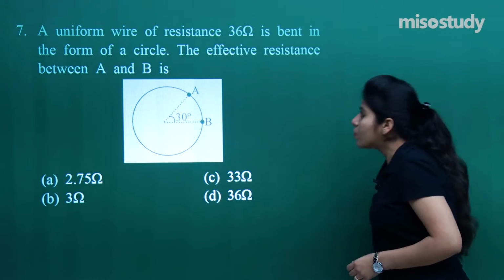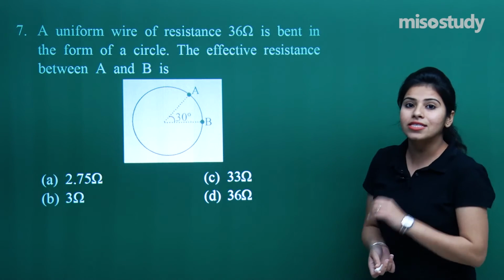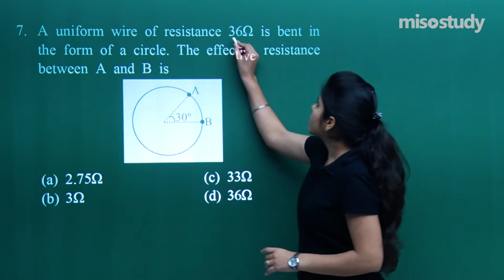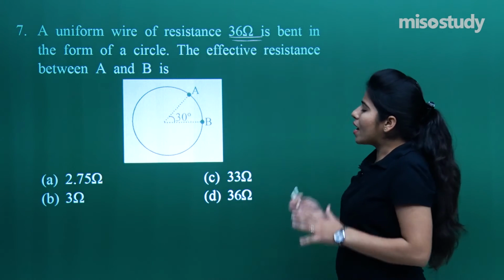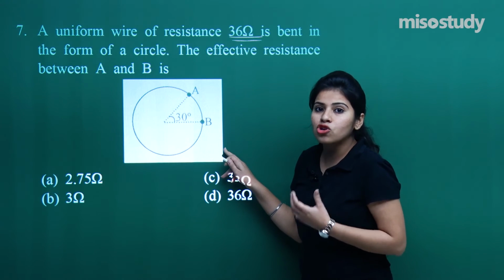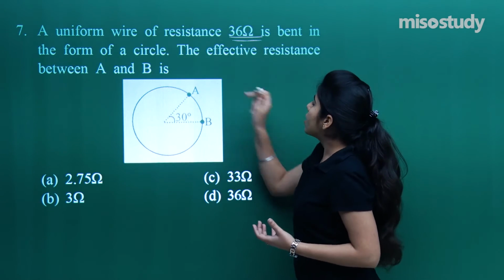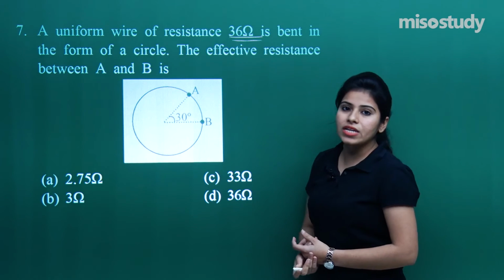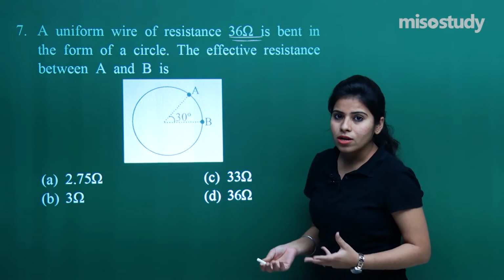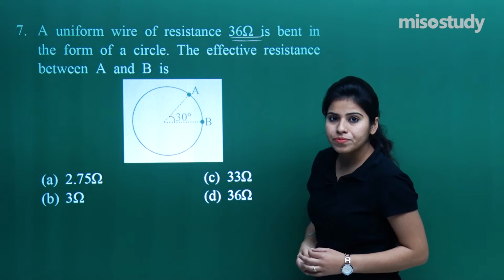So what I can see over here is that a uniform wire of resistance 36 ohm is bent in the form of a circle that you can see over here. The 36 ohm resistance wire has been bent in the form of a circle. The effective resistance between A and B should be what? So we have to find out the resistance between A and B.